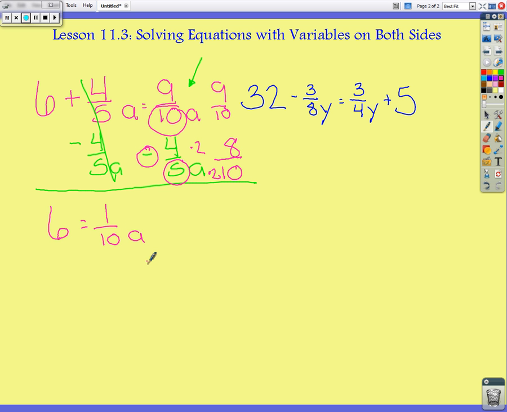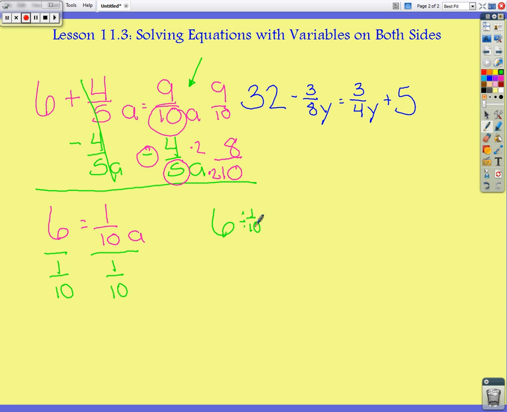So this is all that problem asked me to do, but let's say I want to take it a step further and actually solve for A. What I need to do next now is divide both sides by 1/10. So divide by 1/10, divide by 1/10. Now I'm going to write this over here because 6 divided by 1/10.